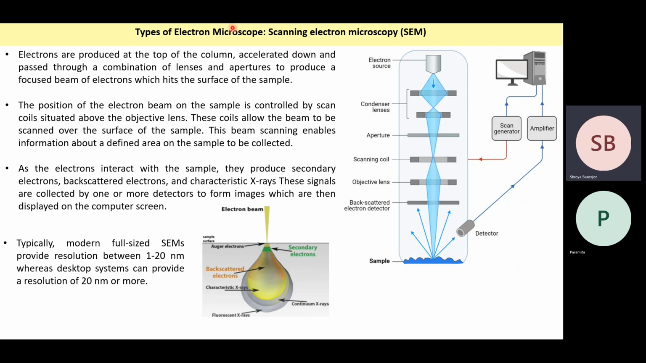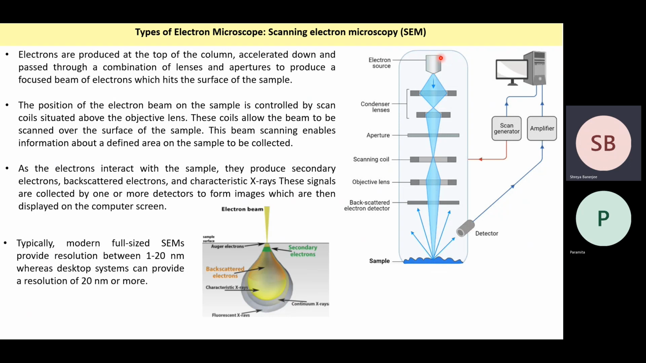The second kind of electron microscope is called a scanning electron microscope. In this, electrons are produced at the top of the column and accelerated down and pass through a combination of lenses and apertures to produce a focused beam of electrons which hits the surface of the sample.